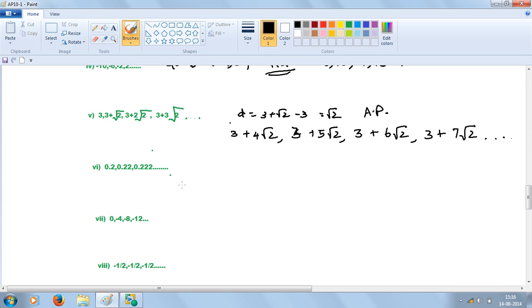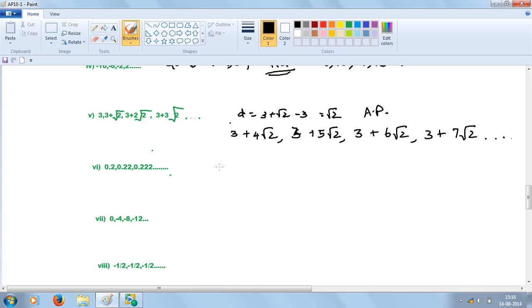Main formulas we have to remember. Formulas and how to apply the formulas. What is the meaning of the word? What do you mean by AP? Like that we should remember. So we'll try the next problem.